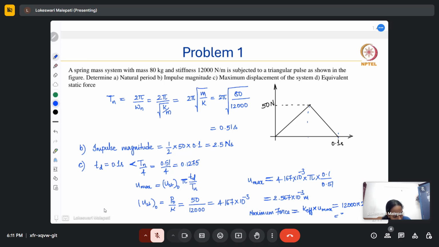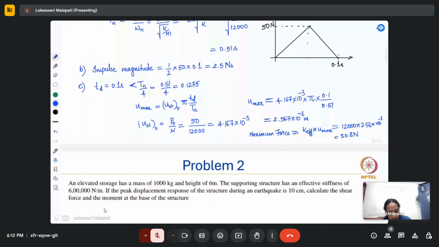So this is 30.8 Newton. Okay, this is a simple problem. So by knowing the formulas, we can substitute and then we can find out the different parts. Okay, we'll go to the next problem.